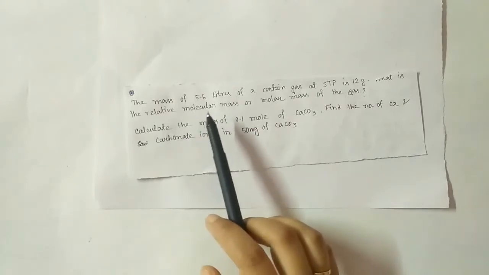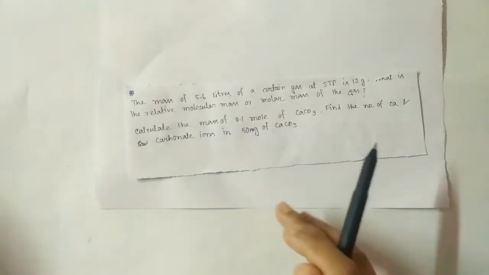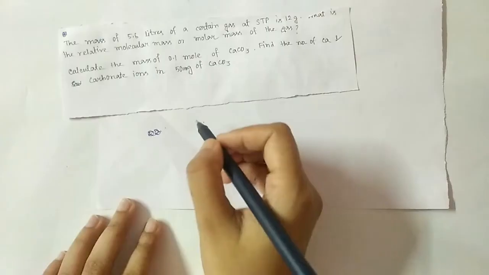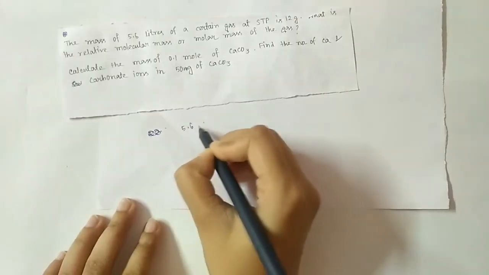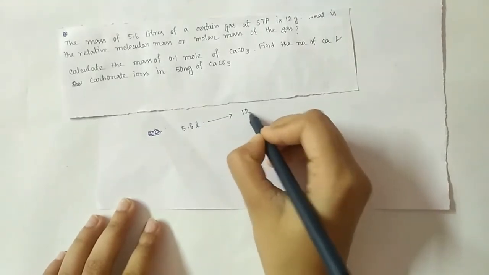What is the relative molecular mass or molar mass of the gas? I have told you that 1 mole of gas, or 1 gram molecular mass of gas, or relative molecular mass of gas, has 22.4 liter volume at STP. It is given that 5.6 liter of a certain gas at STP has 12 gram.